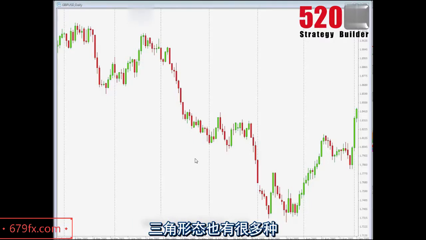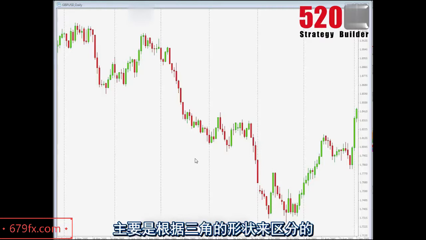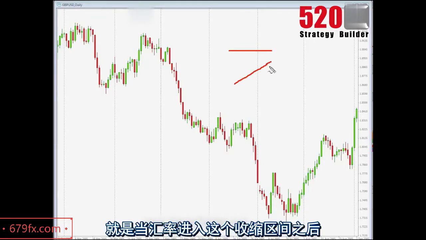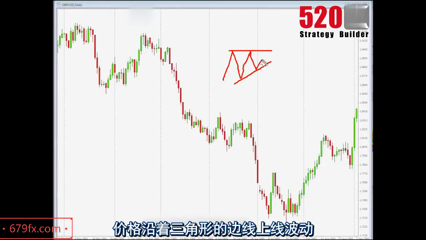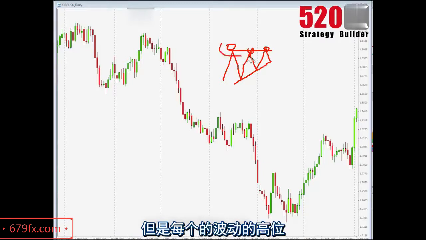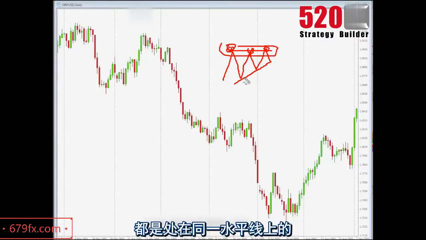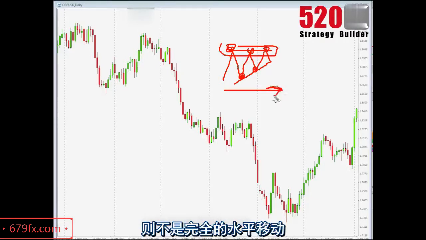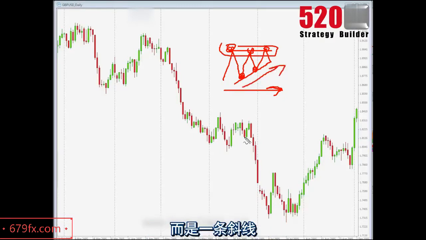There are different types of triangles depending on how they shape up on your charts. Basically, we have flat top triangles. It's a triangle where price, once it gets within the consolidation area, bounces up and down within the triangle boundaries, and you see different swings topping out at the same price level, whereas the lows of those swings are not falling on a horizontal line, but on a sloping line.